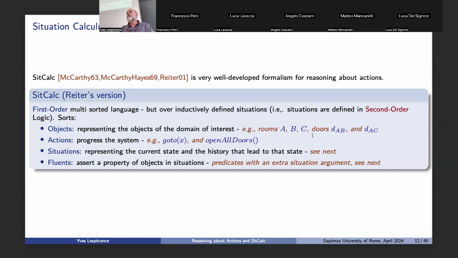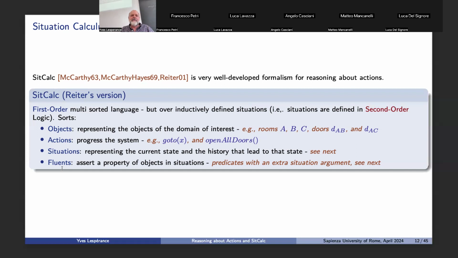The objects here are all represented by constants, but you could have function symbols that return objects. In general, these will be terms: object terms, action terms. Situations represent a state and the history that led to that state. We'll see more details about this in a bit, but for short, you can think of a situation as a state.